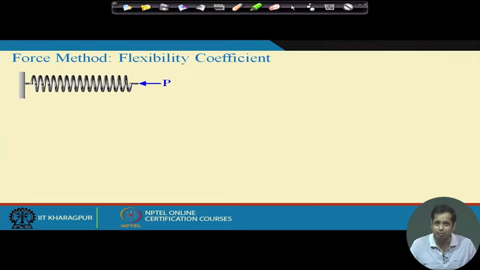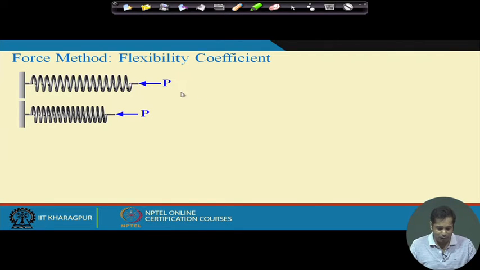Now let us see, if we have a spring which is subjected to an axial load P, and then because of this load P, the spring undergoes deformation, and suppose the change in length is x. Then we know that P is equal to Kx, where K is the stiffness of the spring, or sometimes it is also called spring constant, but the more general term is the stiffness, spring stiffness.